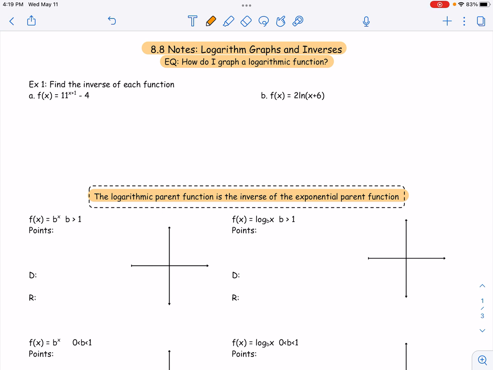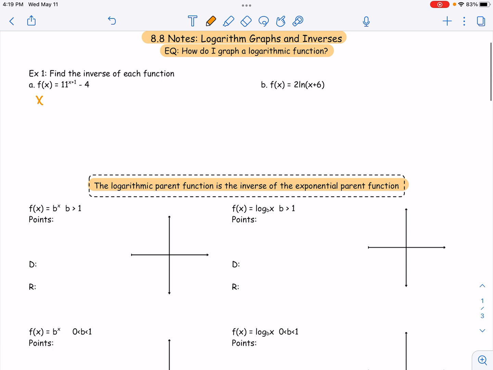First step is switching x and y. So this is now x equals 11 to the y plus 1, minus 4. We want to isolate the term that has the exponent in it, so the exponential term. So to do that, we're going to add the 4. And then we kind of get stuck, quote unquote. So at this point, this is where we rewrite into log form. Log base 11 of x plus 4 is equal to y plus 1.